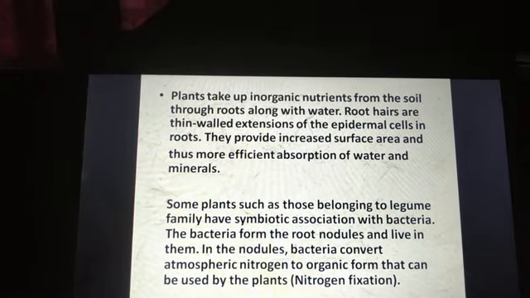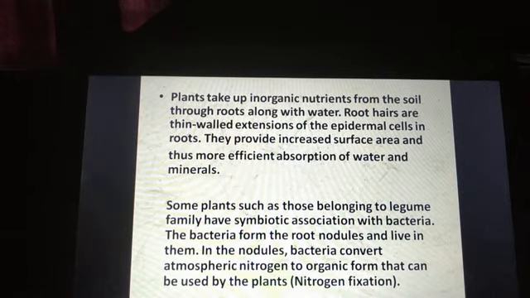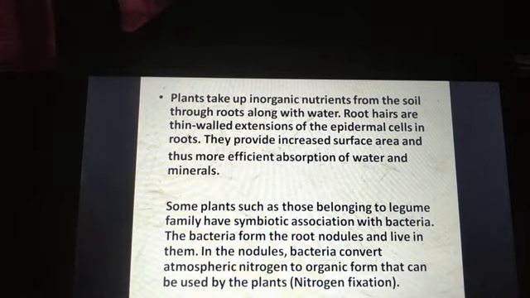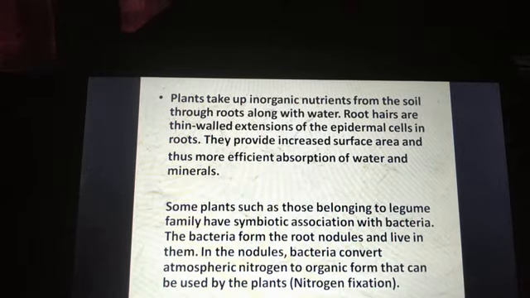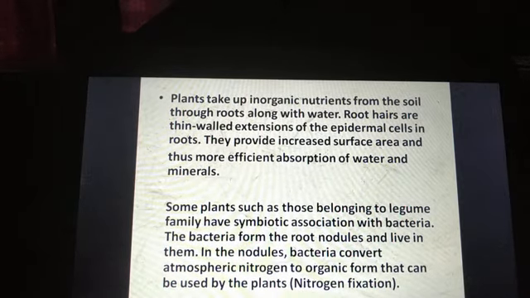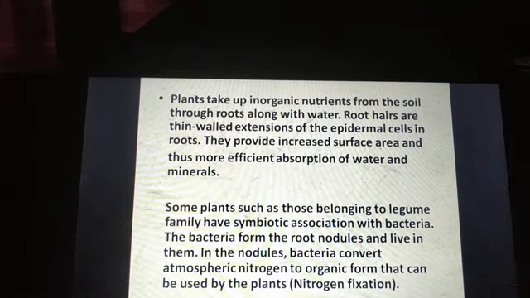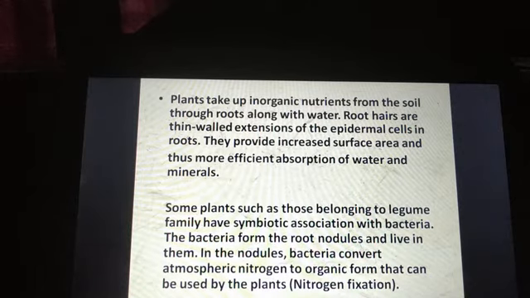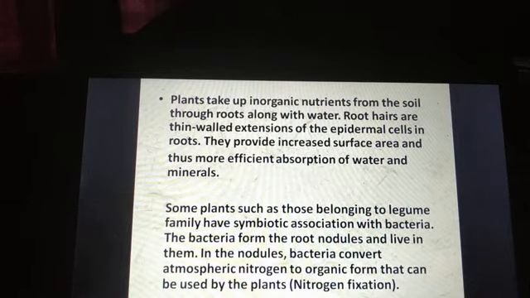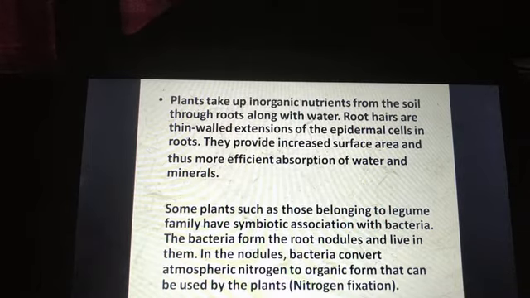Now there are some plants such as leguminous plants, the plants belonging to the legume family, such as beans and peas. These plants have a symbiotic association with some bacteria. That is, they will help each other. The bacteria will help the plant, and the plant will also help the bacteria. So they live in a mutual understanding, or you can say in a symbiotic association.